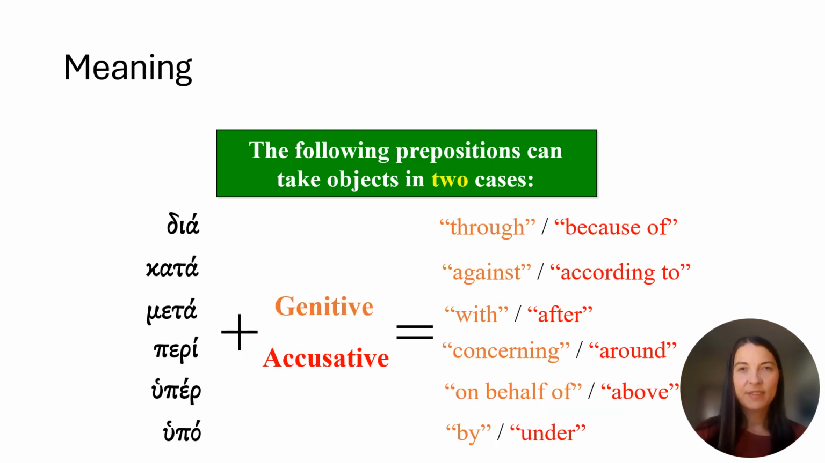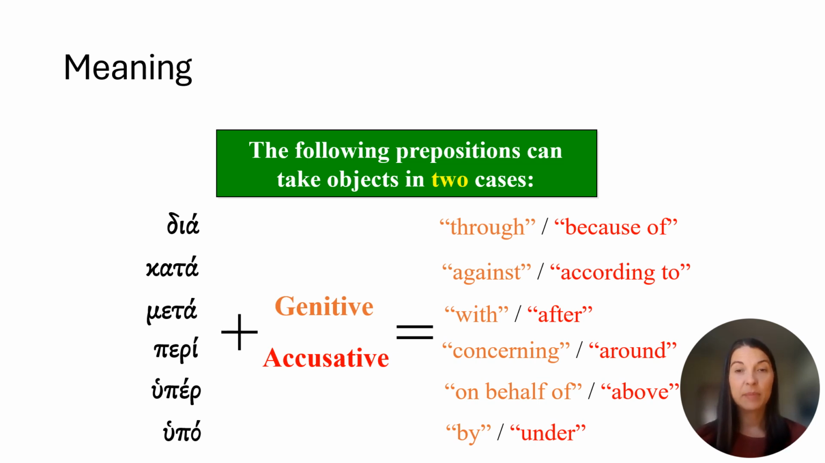This next set of prepositions can take two different cases, and I like how this shows it in the orange and the red. Using colors can help you to memorize these, and the work of memorization that you do for these words will help you in the future when you're trying to translate.